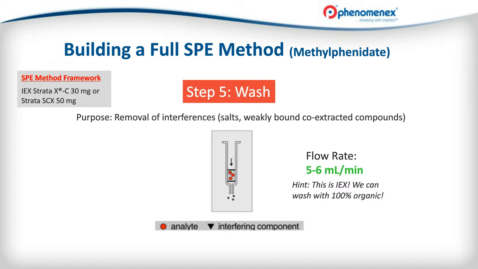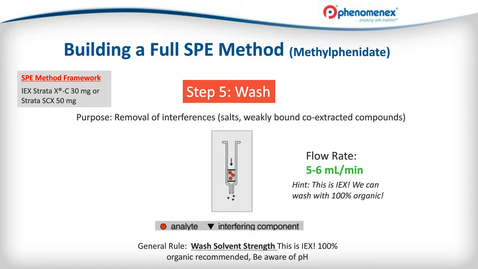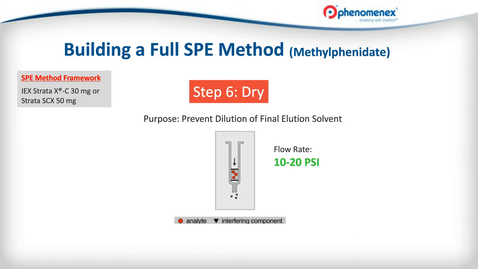And again, for this particular example, because it's ion exchange, we can be as aggressive as we want to, so long as we don't change the pH, and we're going to implement that acetonitrile IPA mixture that I mentioned before. Drying can also be very important.